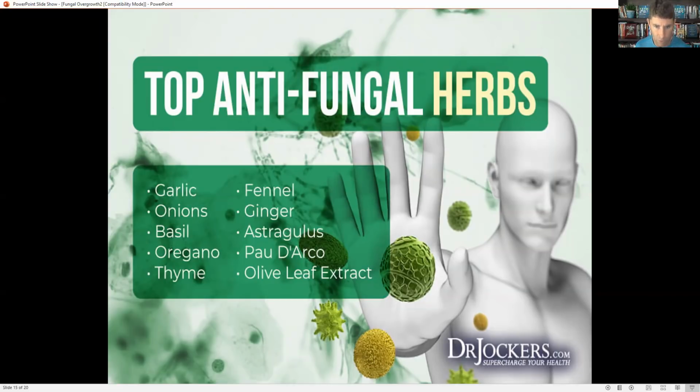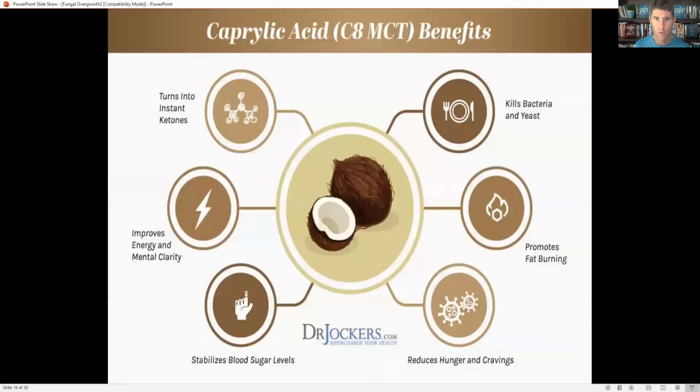Drink teas. You can drink pau d'arco tea, for example. You can chew on ginger and fennel seed. Fennel seed you can chew on, and then ginger, like a ginger root, you can chew on as well. So utilizing a lot of those is very helpful, and then also supplementing with them.